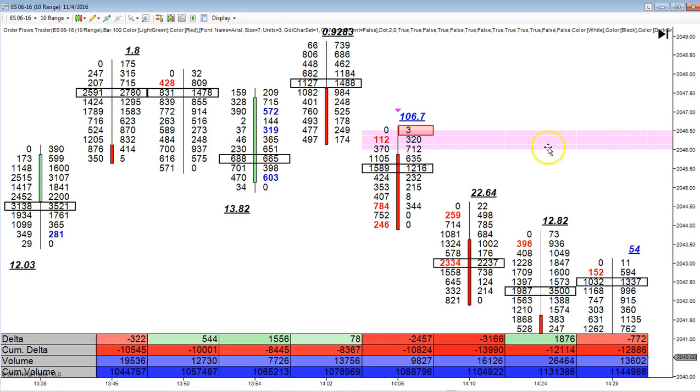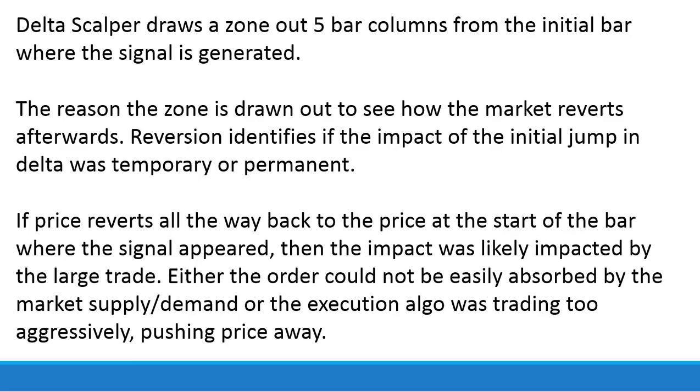You could adjust that, say you don't want it, say you just want it on the 1 bar. That's fine. You can adjust that as well. You can adjust the colors, adjust what symbol you want. I like the arrow for the Delta Scalper.